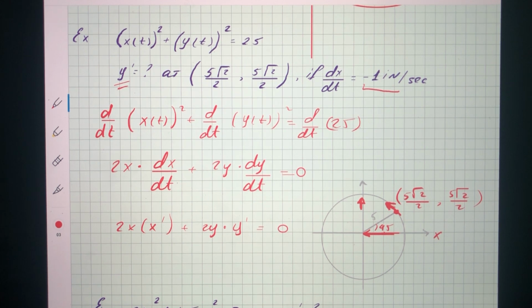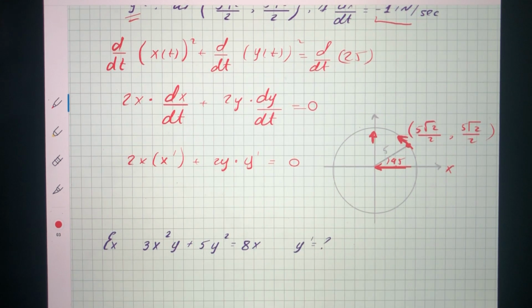So we're asked to find the y prime. So let's solve this question for the y prime. Y prime is, we move everything that does not have y prime to the other side, which is negative 2x times x prime. And then we divide both sides by 2y to get y prime by itself. We can reduce by 2's, and we have that y prime is equal to negative x over y times x prime.